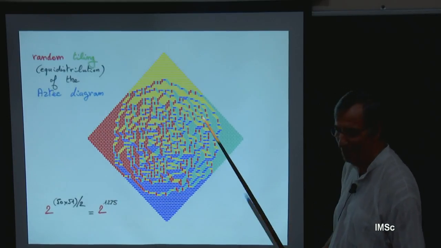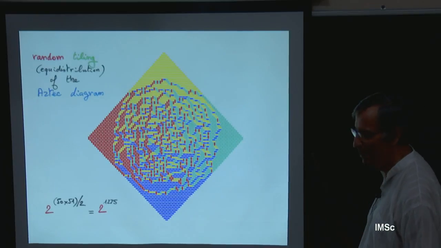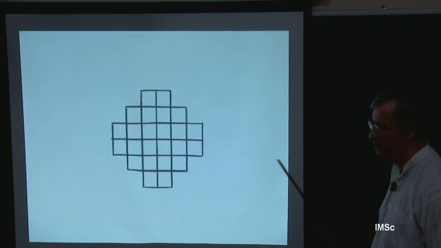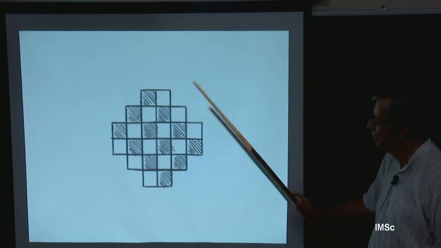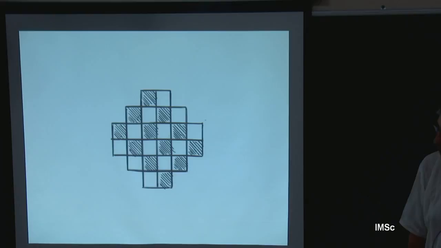And this is a random tiling. So you can see some regularity appearing. So what is the rule to get the color? When you have a tiling like this, you put a black and white coloring of the cells, the same as for the chessboard.